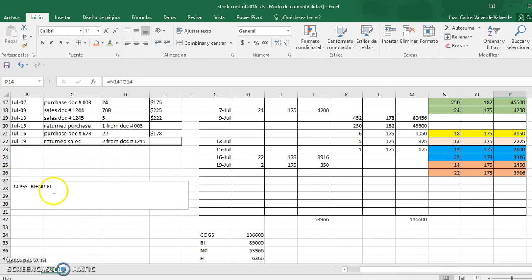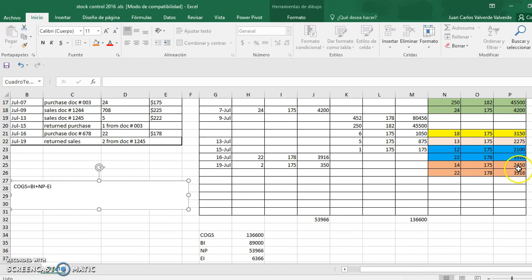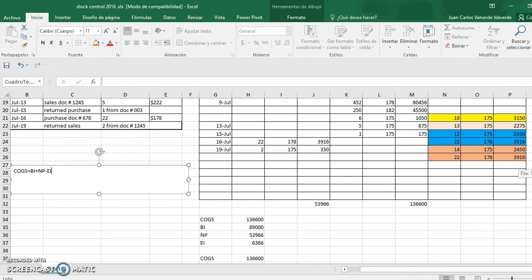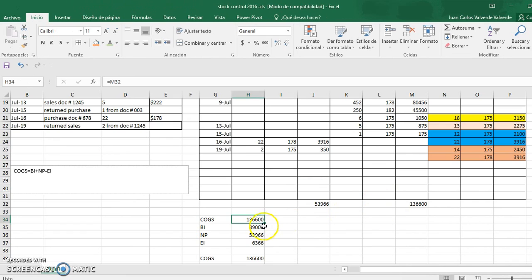Okay, and the ending inventory right here is the addition of these two values. Okay, the addition of 2,450 plus 3,916. So what we do is this: cost of goods sold equals beginning inventory plus net purchase minus ending inventory. If you add this plus this and subtract ending inventory, you should get cost of goods sold. If you get the same here and here, the exercise is well done.